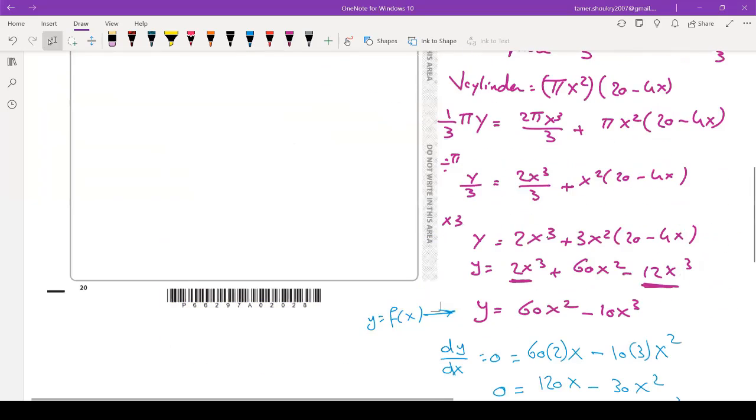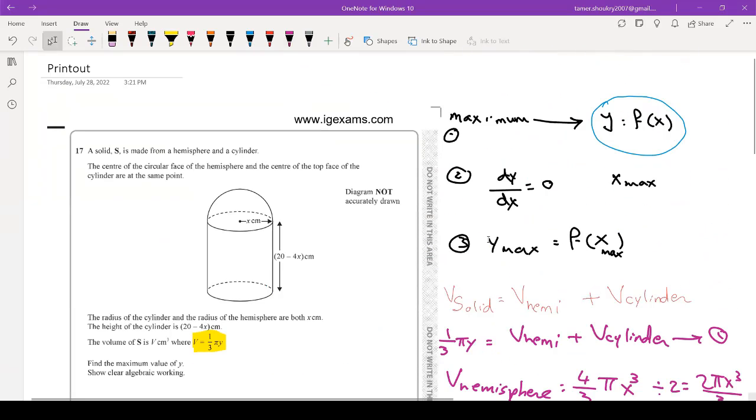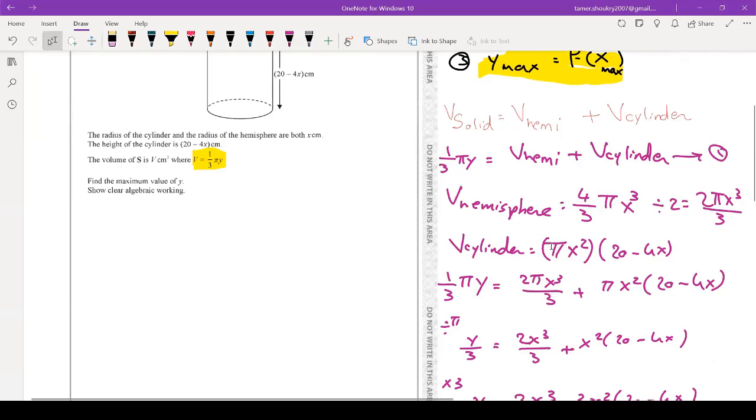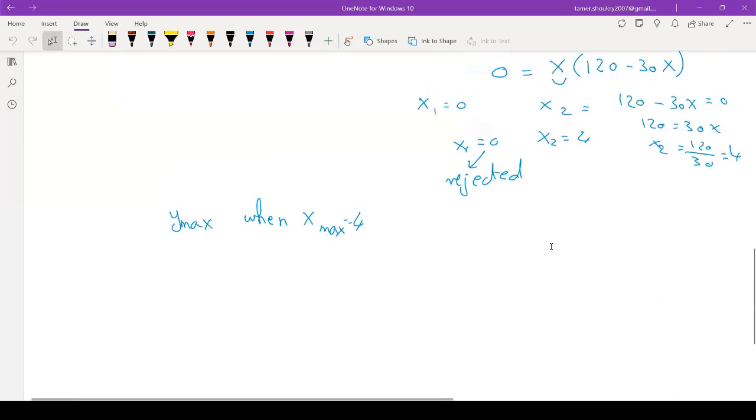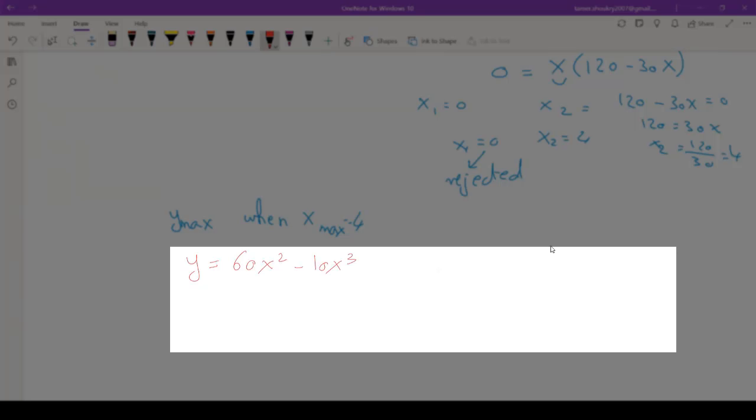Now, what is step 3? Step 3, to get y maximum, we need to substitute in y, which is f of x, by the x maximum. So let's write again the equation. We have y equal to 60x squared minus 10x cubed.